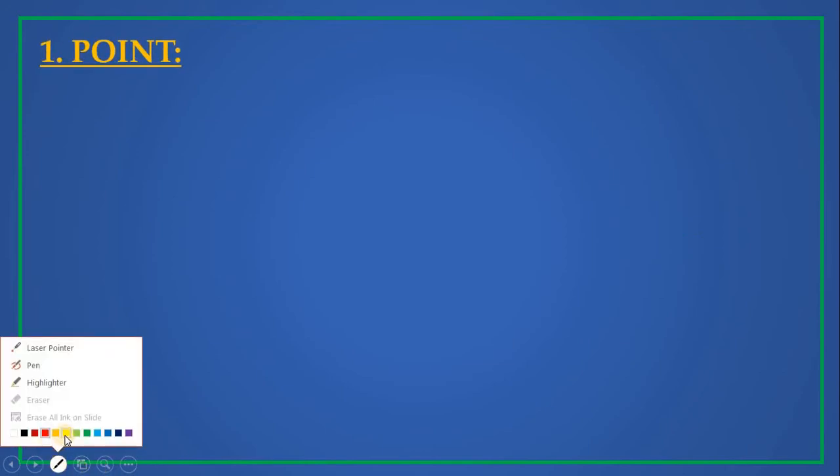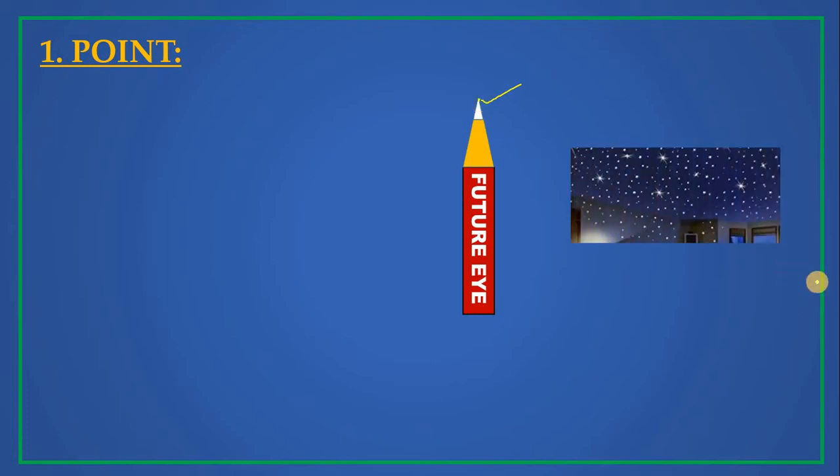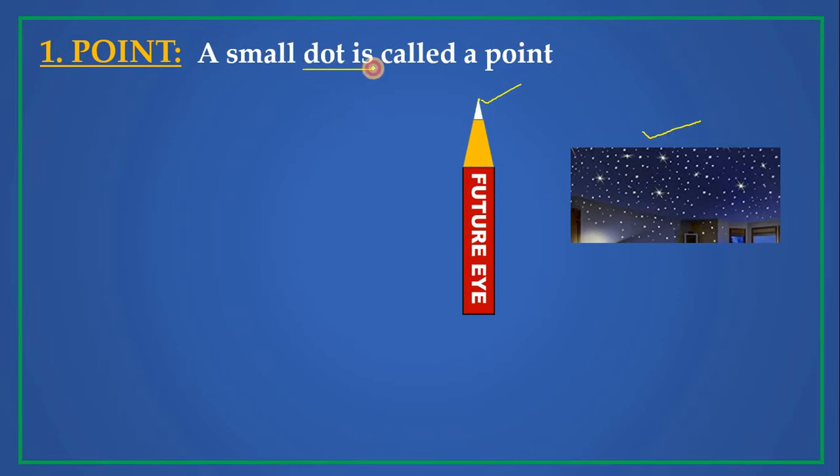So the very first basic term is point. In our day-to-day life, we would have observed the sharp tip of a pencil. Here you can see a pencil, its sharp tip gives an exact idea of the point. And the stars in the sky, as you can observe in this picture, also give an exact idea of a point. Hence, we can define point in simple words like this: a small dot is called a point.